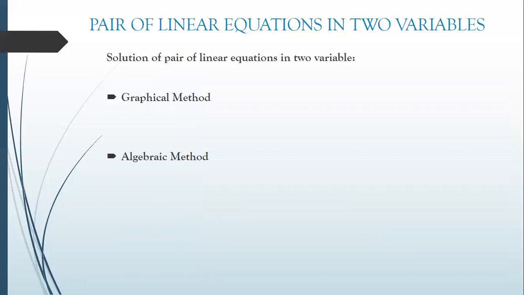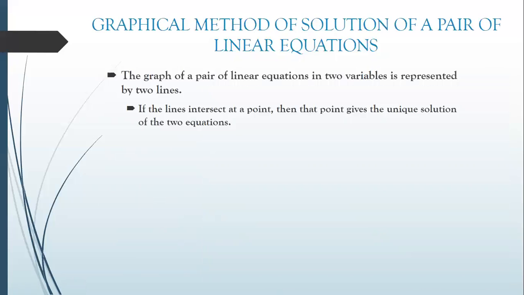Now, whenever we're seeing a pair of linear equations in two variables, the solution can be obtained in two ways, as in the way we saw in the previous question: the graphical method as well as the algebraic method. So in this chapter, we'll be going into detail about each method.